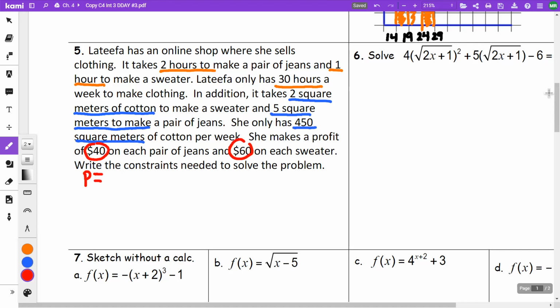Profit equals, I am going to have X be the number of sweaters. I am going to have Y be the number of jeans. So Y equals number of jeans.